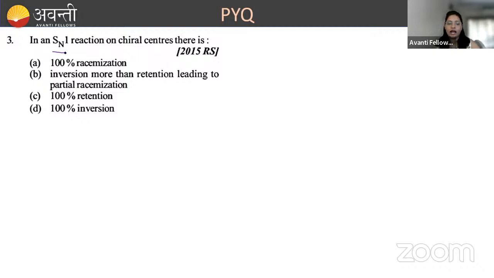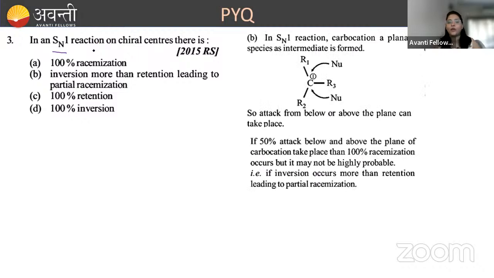Yes, carbocation forms in an SN1 reaction, right? In an SN1 reaction there is a formation of carbocation, and the carbocation is planar in nature, and that's why the intermediate formed has the possibility that the nucleophile can attack from below as well as above the plane of the given molecule, R plus. Yeah, Lakshmi, it will be the B answer. So here what is happening? 50% chance of attacking from below as well as above the plane of the carbocation. So that's why 100% racemization occurs, but it may not be highly probable.